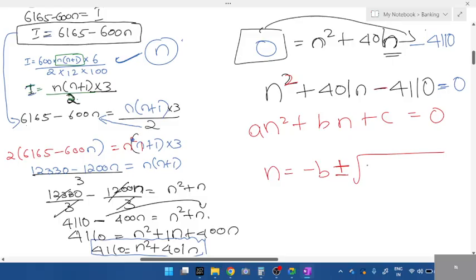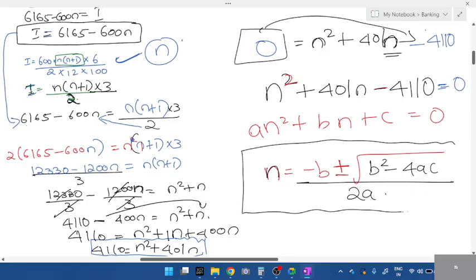Minus b plus minus square root of b square minus 4ac divided by 2. The new students, make a note. Look at the other 4 students, make a note. This is the most important formula to find n, the number of months. Can you see the time period n value? What's the formula we use?